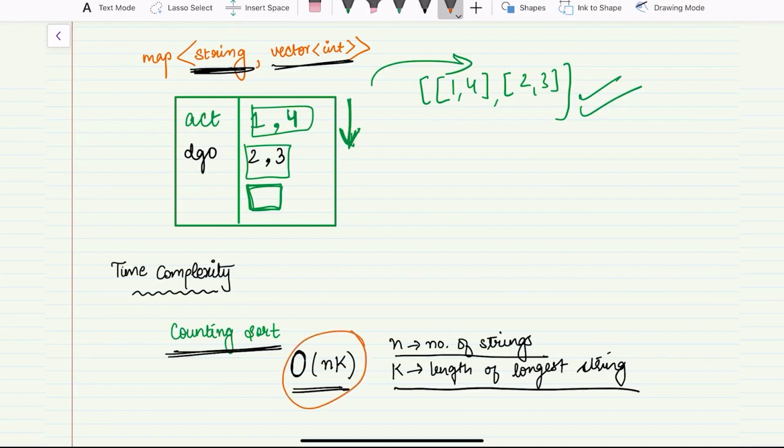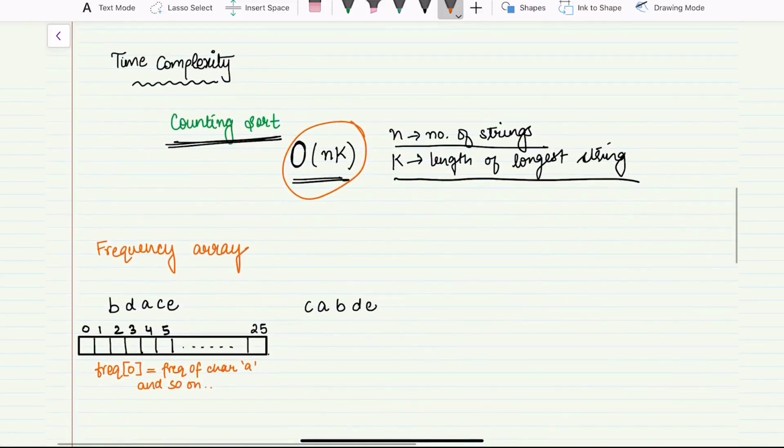Now, if we don't want to sort the strings, then we have another approach as well. We can actually maintain a frequency array. Now what is a frequency array? Let's suppose we have this as a string. To form a frequency array of this, we will have a character set. We will have an array of 26 characters, with a range from 0 to 25. Why 26? Because in the input we are given that only lowercase alphabets will be there. So we maintain a frequency array of size 26.